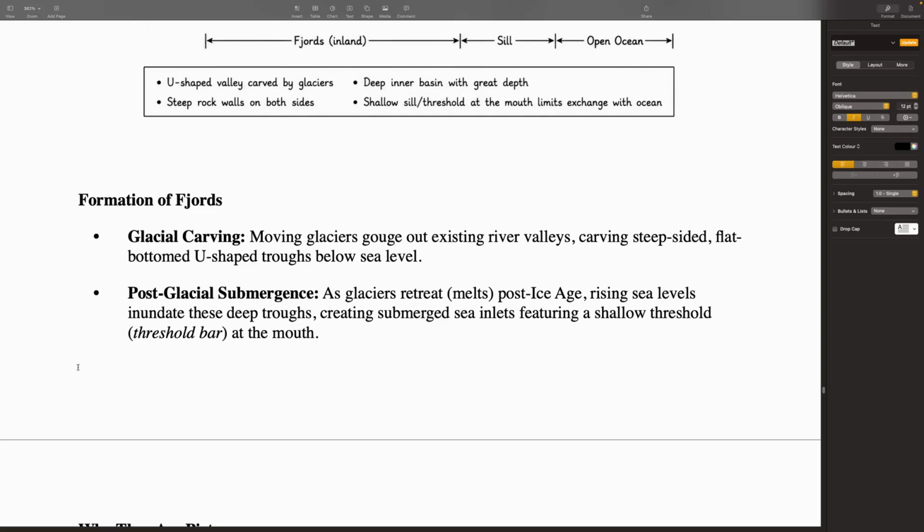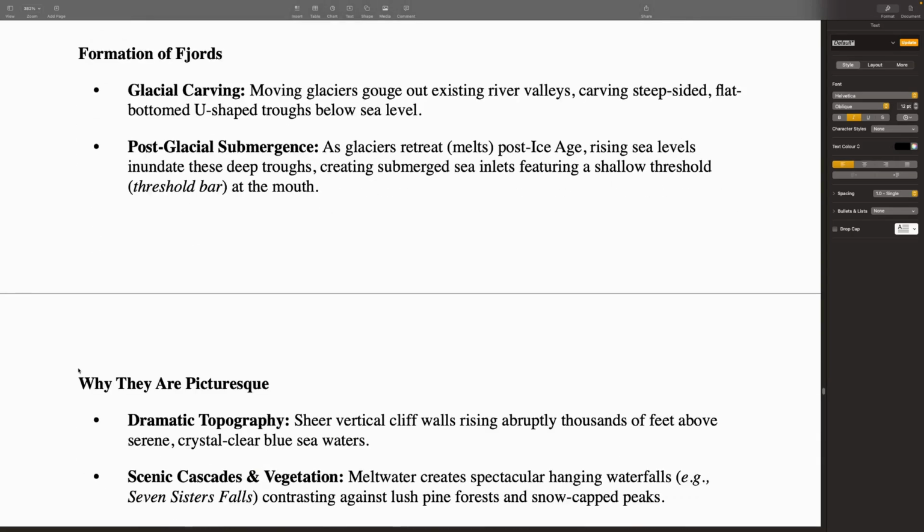Formation of fjords. Glacial carving: moving glaciers gouge out existing river valleys, carving steep-sided, flat-bottomed U-shaped troughs below sea level. Post-glacial submergence, as glaciers retreat. Post-ice age, rising sea levels inundate these deep troughs, creating submerged sea inlets featuring a shallow threshold at the mouth.